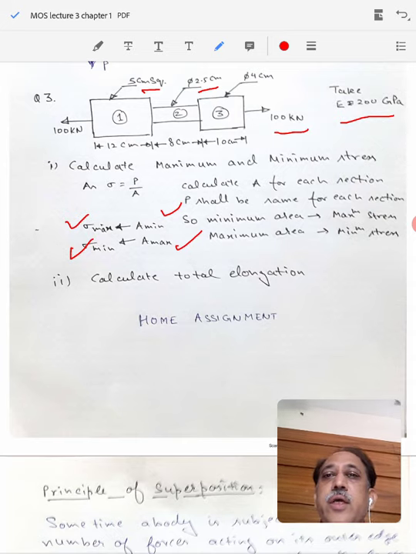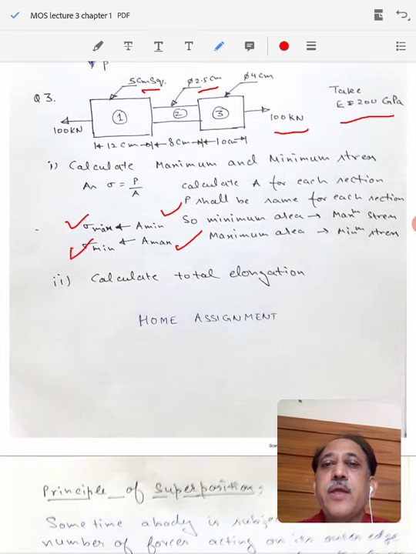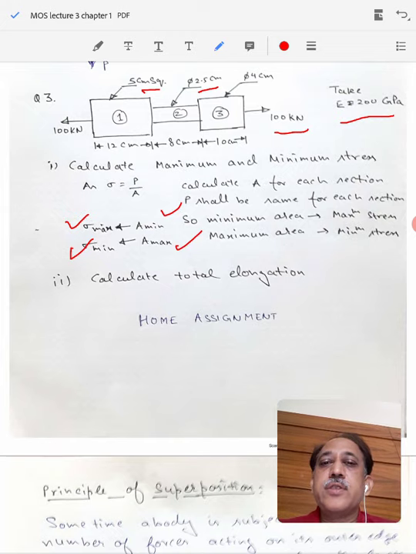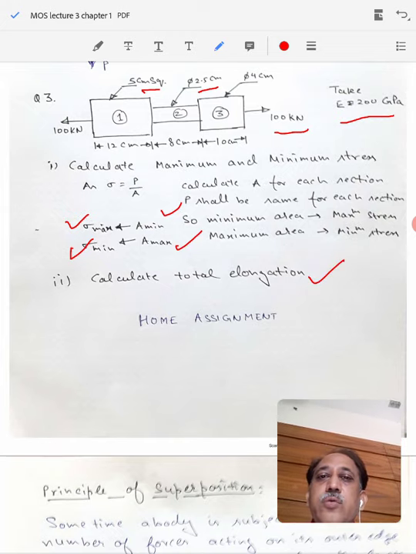So you can calculate the area of these sections, the load value being 100 kilonewton or 100 into 10 raised to power 3 newton. You can divide it by the corresponding area of the section, and you can calculate the value of stresses for all these three sections and identify the maximum and minimum stresses from these sections. Now let's come to the second part of this question, that is to calculate the total elongation.